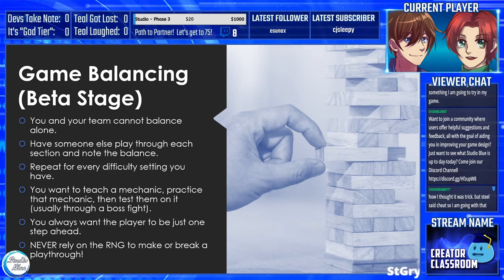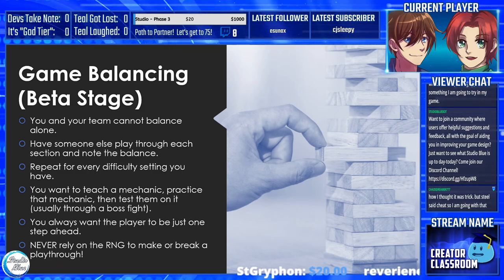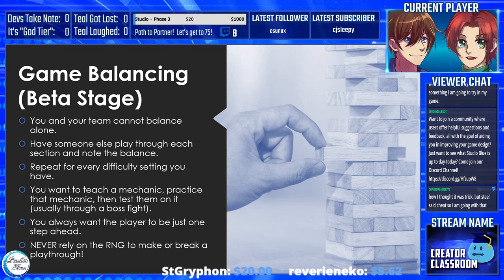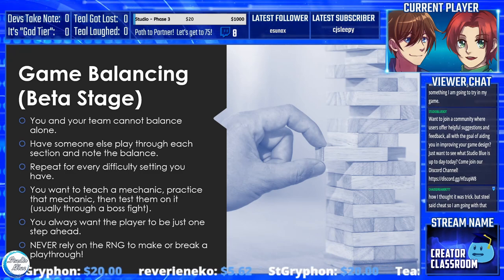Shall we? Let's go to bug testing. Wait, I thought it was a trick, but Steel said cheat, so I'm going to go. Same thing. Trick and cheat, it doesn't matter. Same word. Yeah, it's chaos. It's how you as the developer know how to fix it, how to go through a challenge.